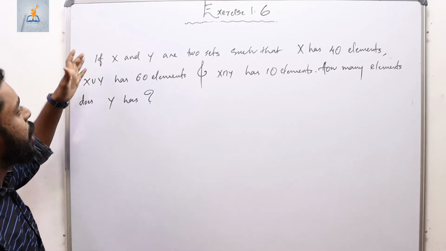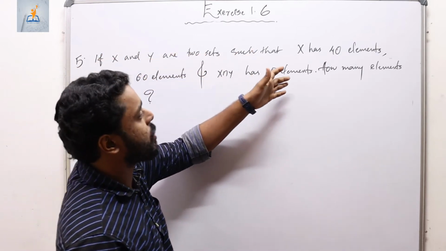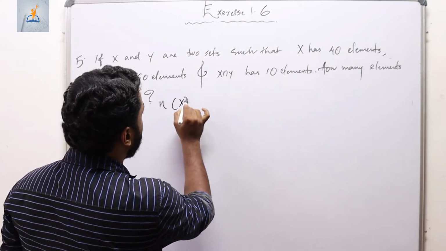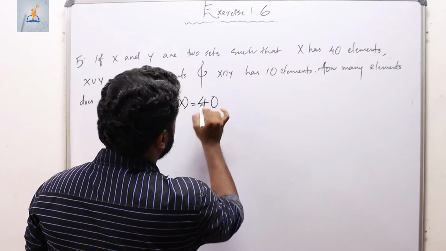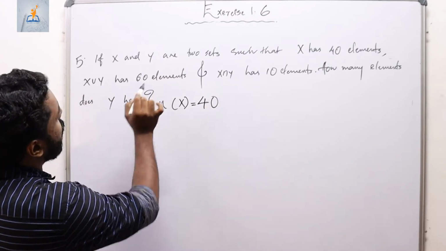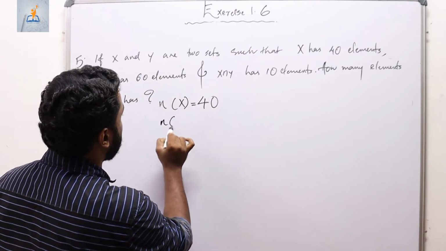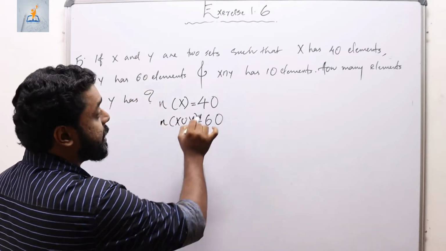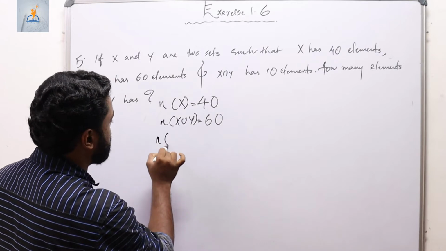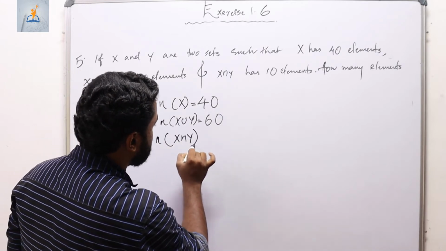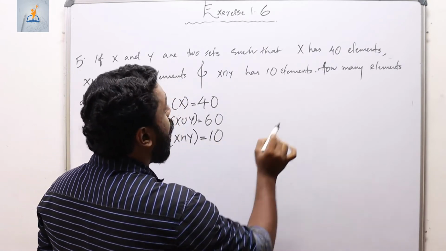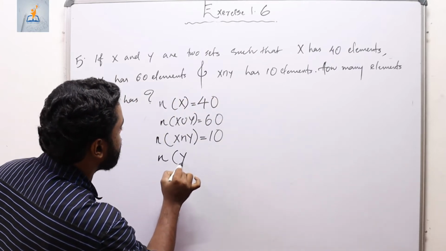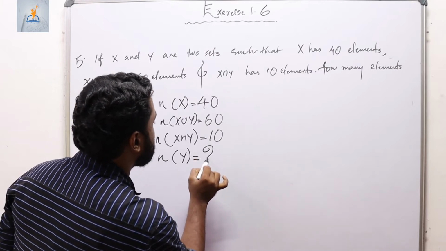The question is that if X and Y are two sets such that X has 40 elements, it means that n of X is equal to 40. Now X union Y has 60 elements, which means that n of X union Y is equal to 60. X intersection Y has 10 elements, which means that n of X intersection Y is equal to 10. How many elements does Y have? Which means that we have to find n of Y, isn't it?